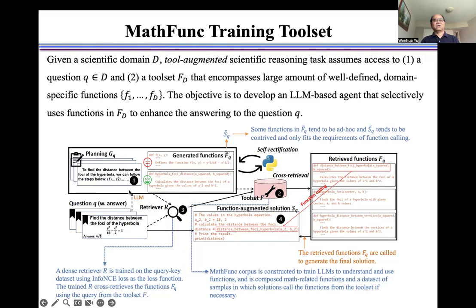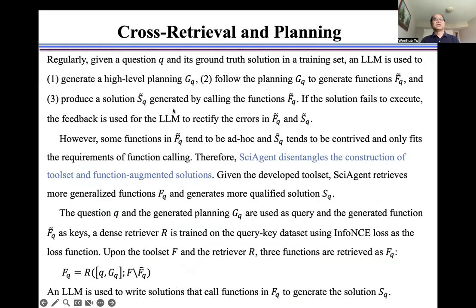A large language model is used to generate planning GQ and functions FQ tilde. And then we train a retriever R, and then use this toolset. The retriever R generates these functions, FQ, and then this FQ is used to generate the final solution.